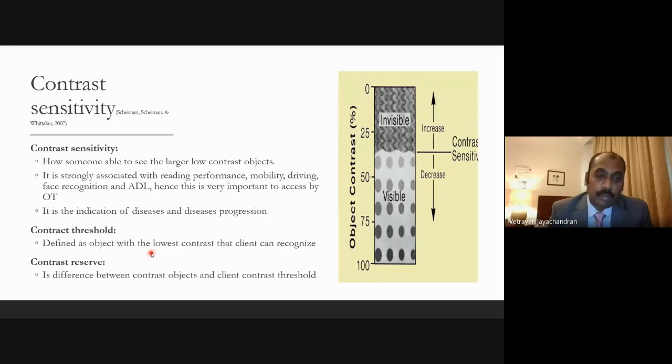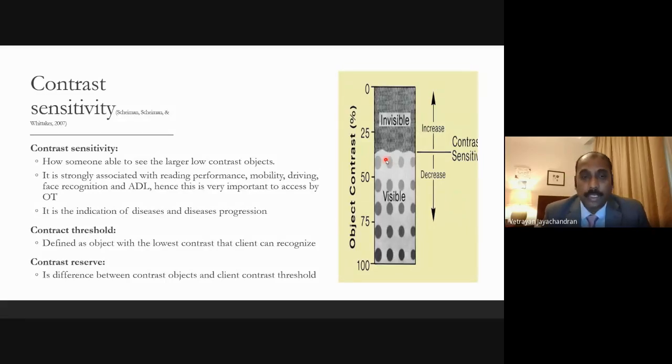Next, another term we have to understand is the contrast reserve. This is the difference between the contrast of the object and the client's contrast threshold. For example, my contrast threshold is 50 and the object contrast is only 25, which means I will have a difference of 25 contrast levels. So I cannot see the object at 40, 30 or 20. If my contrast threshold is 50, you definitely have to modify the environment and make the contrast level more than 50 for the client. It should not be less than 50 for the client. If it is less than 50, then the person cannot see all the images in the environment.